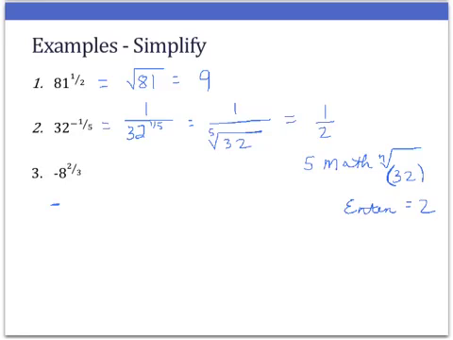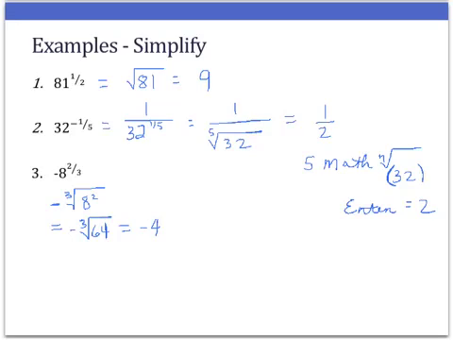And we're going to write this as the cube root of 8 squared, and we're going to keep the negative out there. The cube root of 8 squared, so 8 squared is 64. Keep the negative. And then the cube root of 64 is 4, so your answer is negative 4.